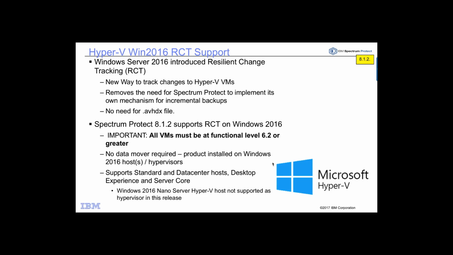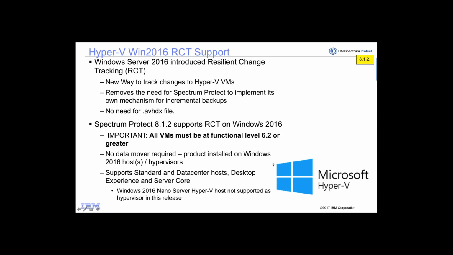Now, when you're using RCT in Windows 2016, in prior versions you needed this AVHDX file, which was persistent and recorded the changes in order to do incremental backups. When you're using RCT with data protection for Hyper-V version 8.1.2, you no longer need that AVHDX file. So it's really an improvement and much more scalable than previous versions.